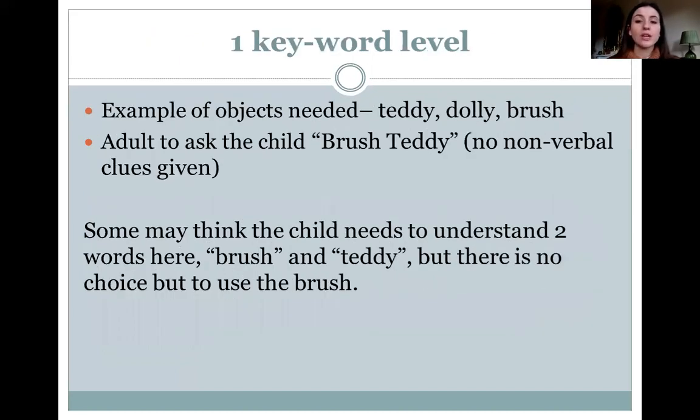Then we go on to one keyword level instructions. So an example of the objects needed for a child at this level would be a teddy, a dolly, and a brush. And then you ask the child, "Brush teddy," with no non-verbal cues given. So no gestures and no showing the child what to do, just say verbally, "Brush teddy." And again, some may think that the child needs to understand these two words here as well. But as there's no other choice for the child but to use the brush, it is only one keyword level, which is teddy.